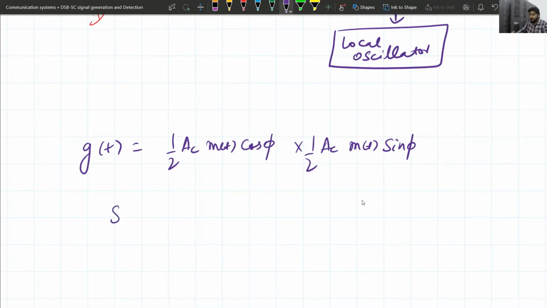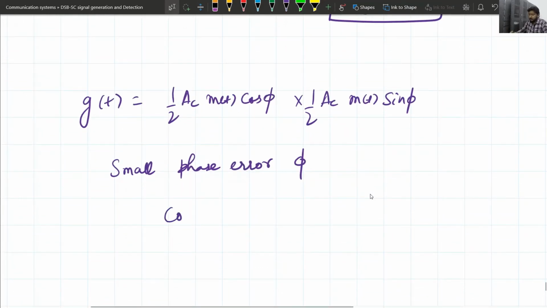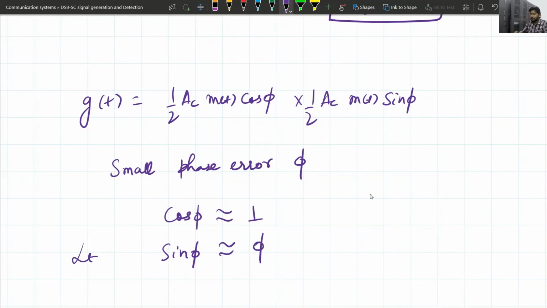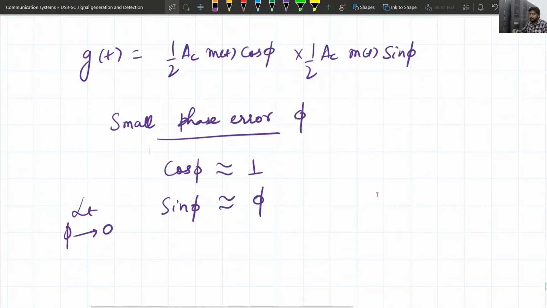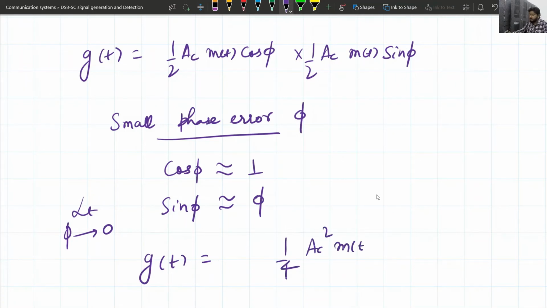Now for a small phase error phi, we can write cos phi. For a very small value of phi, cos phi has a value nearly equal to 1, and similarly sin phi will be equal to phi, taking the limit phi tends to 0, small phase error. Then we can write g(t) as 1 by 4 Ac square m square(t) into phi.